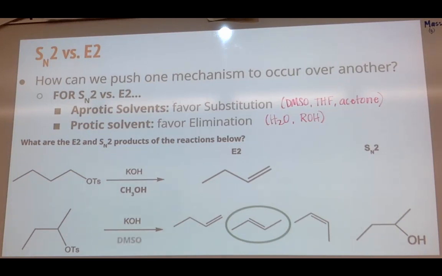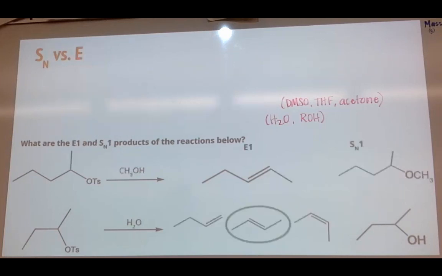If for the second one we use DMSO, DMSO is an aprotic solvent. Well, now we're going to favor substitution. So now we don't worry about the elimination products. We just have the product for SN2. That's going to be our major product. So we can not only look at the nucleophile or the base that we have, but we can also look at the solvents that we have in order to push for one reaction over another.